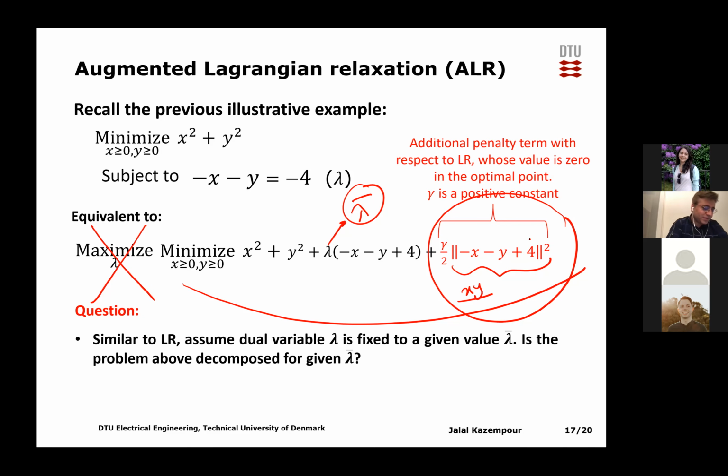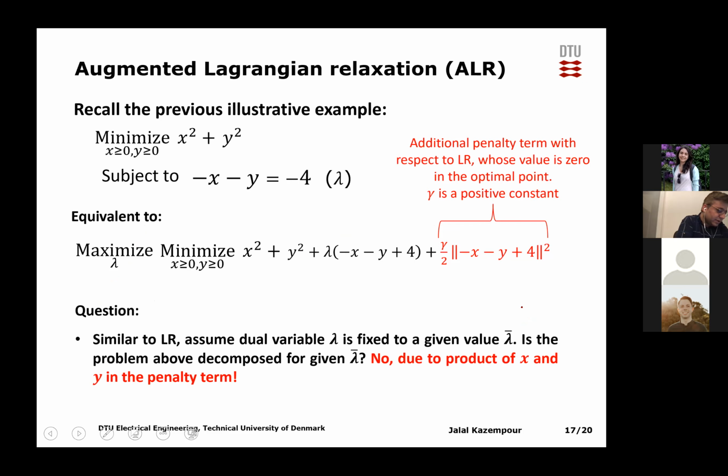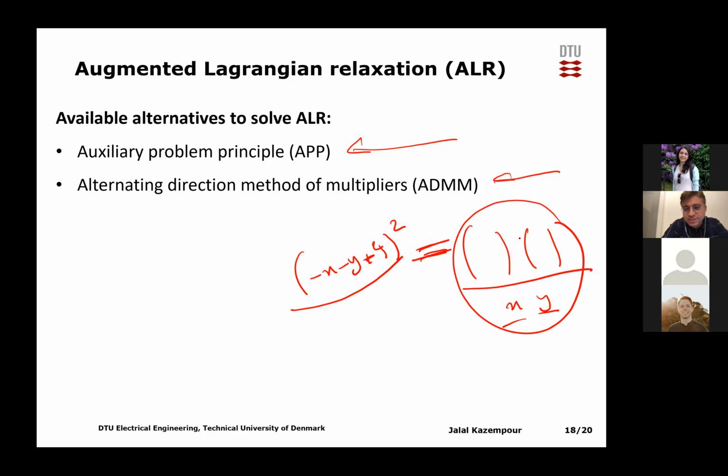That's the cost it comes. So what to do? We have two techniques for ALR, APP and ADMM. I'm not going to go into APP, but the whole idea of APP is how we can approximate this quadratic term with some term in which x and y are separate, so we can decompose. So APP is an approximate technique. You approximate this square term with something which is decomposable. But you can go and read how we can do that.